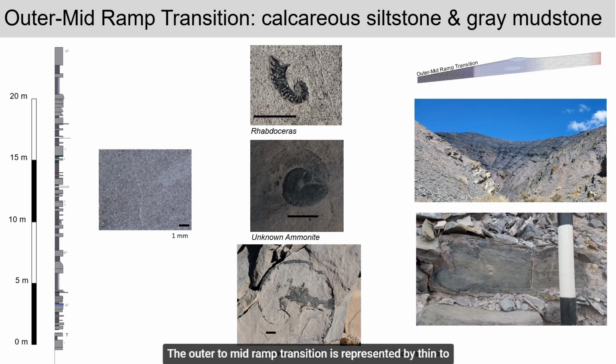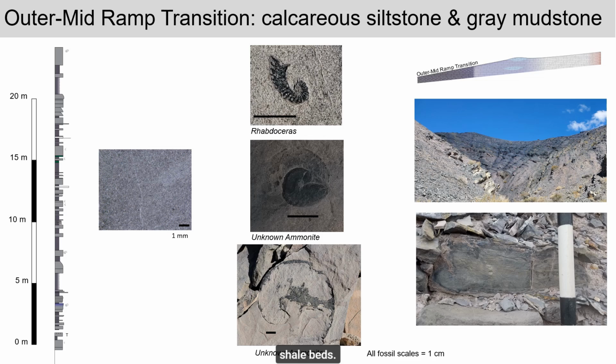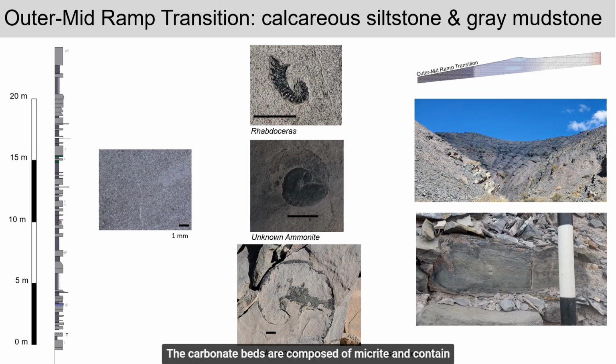The outer to mid-ramp transition is represented by thin to thickly interbedded mudstone and calcareous shale beds. The carbonate beds are composed of micrite and contain few to no recognizable carbonate grains in thin section. Pelagic fossils of large and small ammonoids are common on the tops of some mudstone beds, and benthic fossils are extremely rare, indicating deposition in an open water setting.